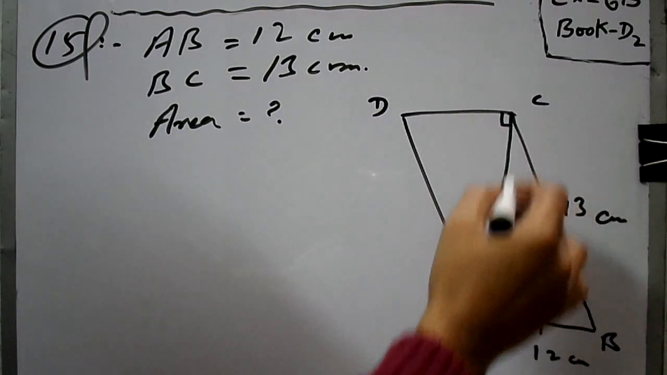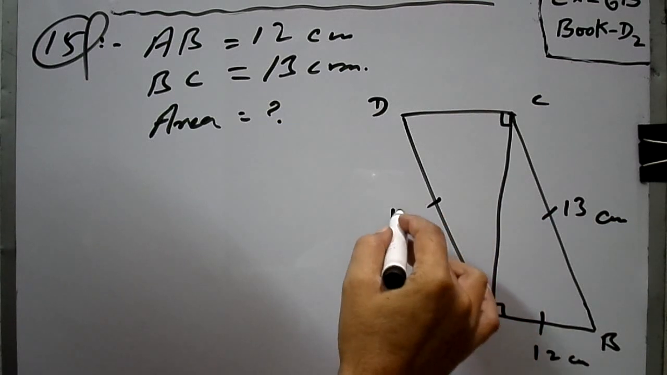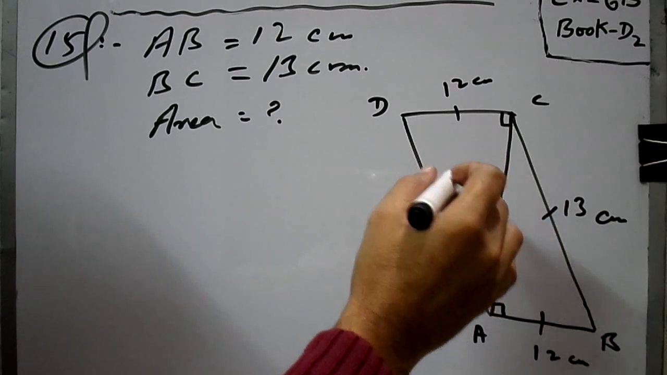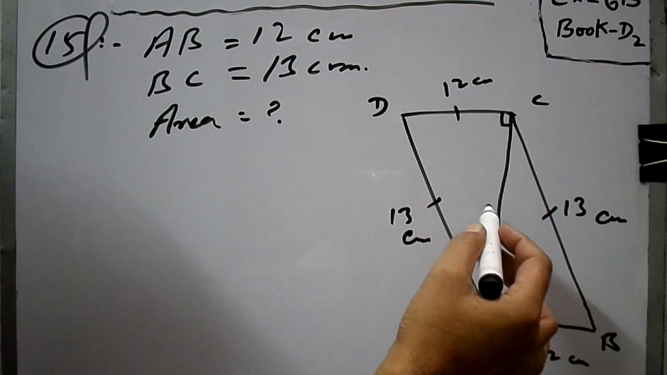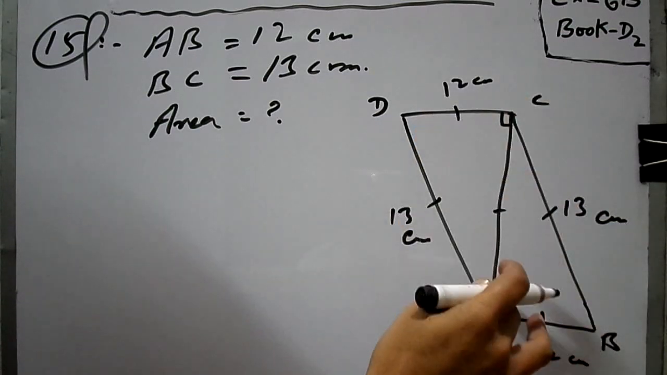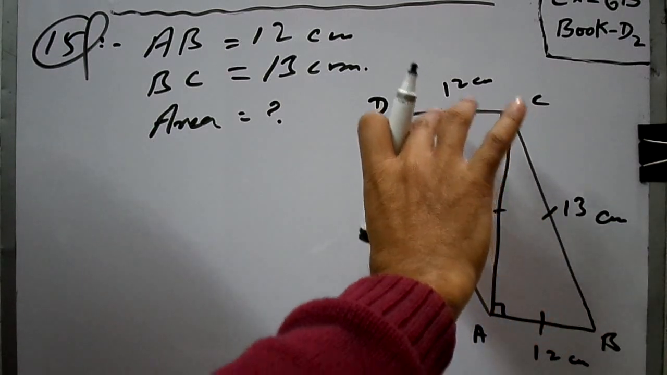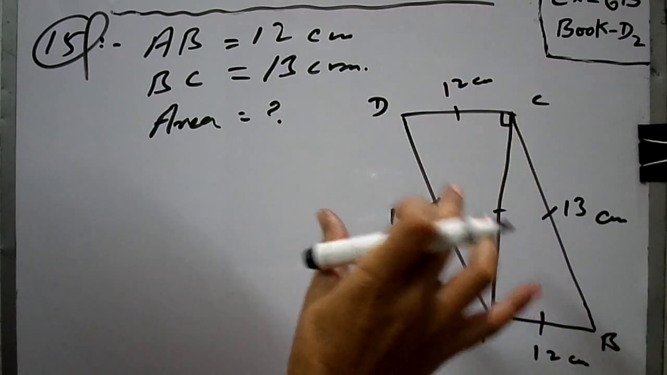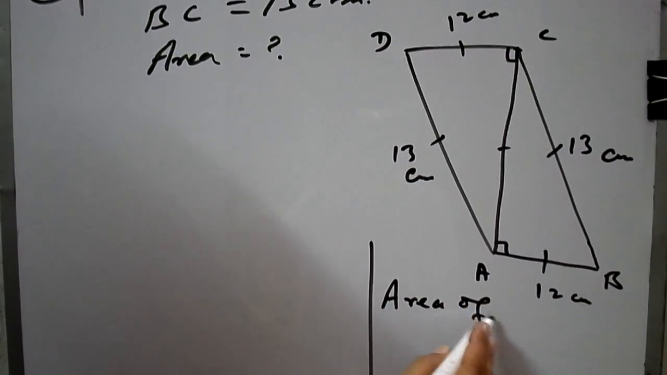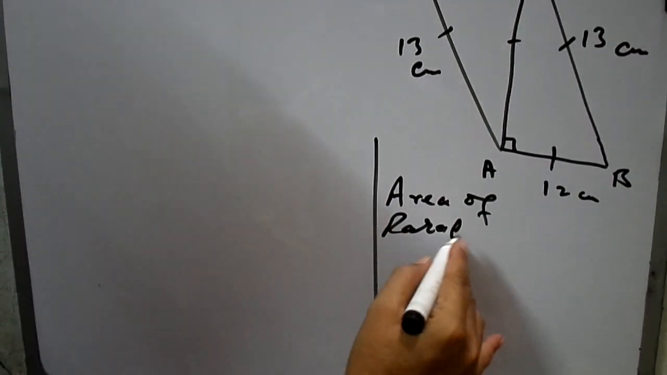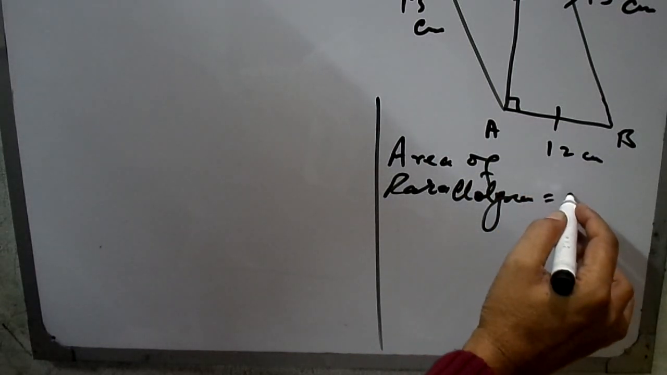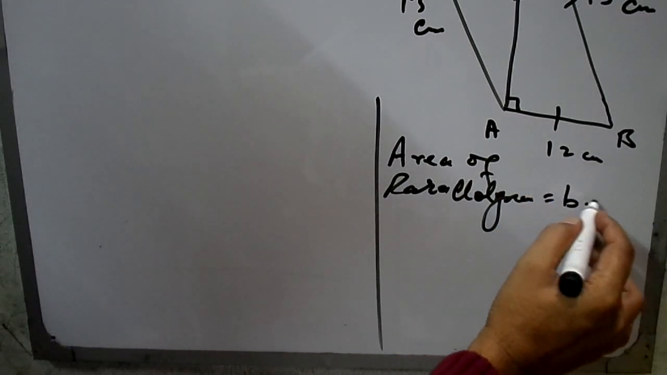And that is your, we have to find this, that is also 13, and that one is also 12 centimeter. So we have to find this. It means if we are able to find this side, that is AC, we can easily calculate the area of the parallelogram, because in our mind we have a formula: area of parallelogram is equal to base into altitude.